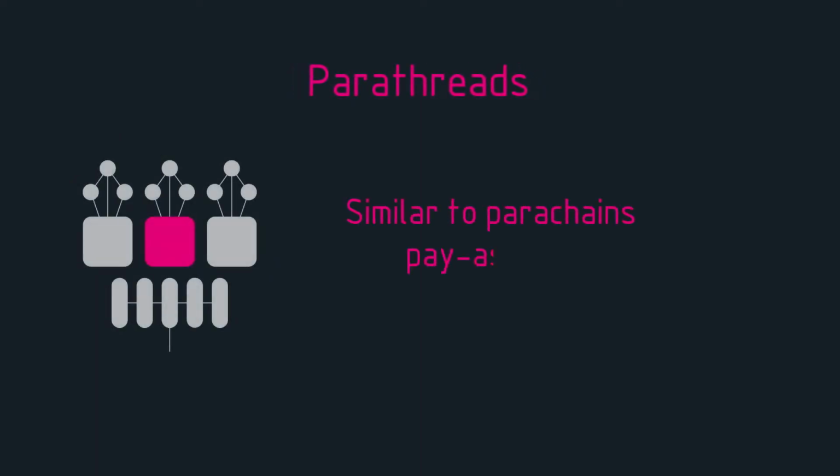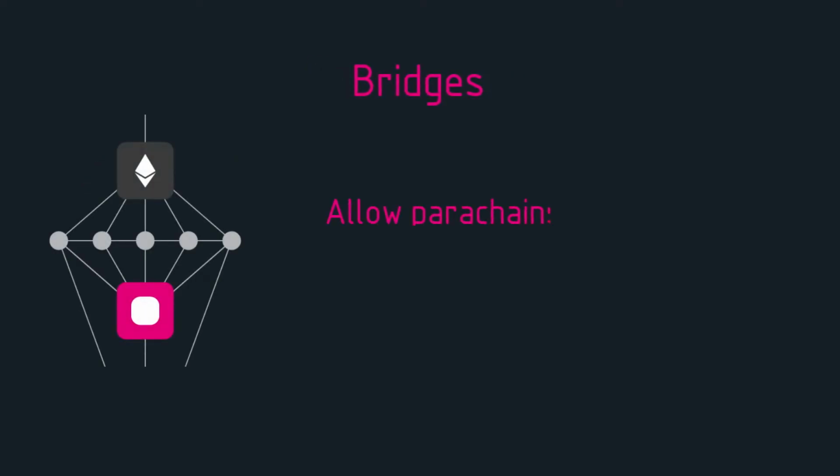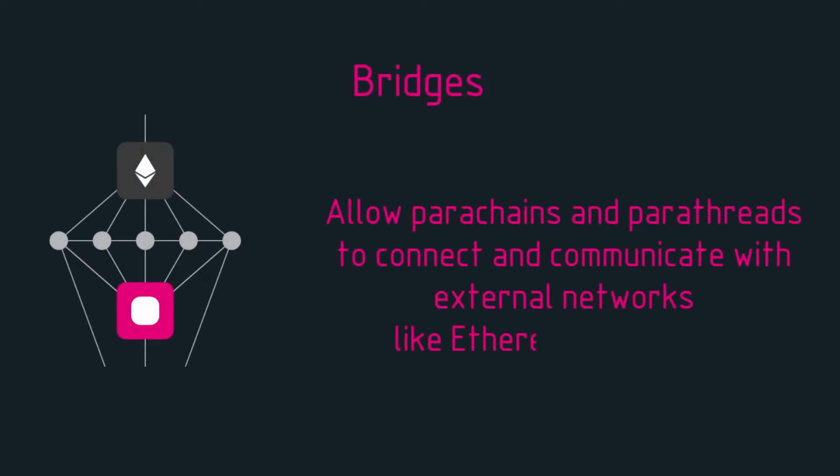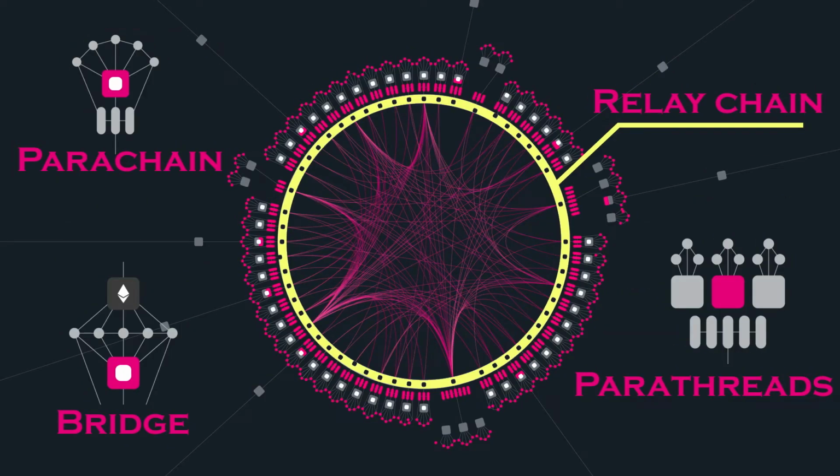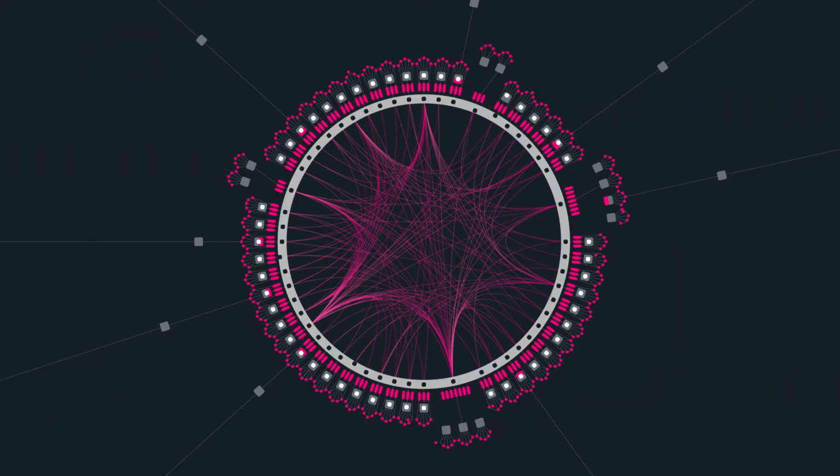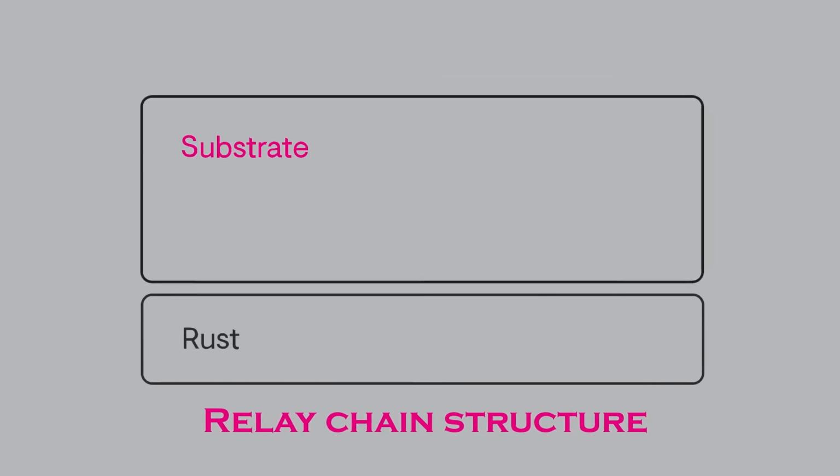Parathreads are similar to parachains, but those blockchains don't want the continuous connection to the network, so they pay only for the time they are temporarily connected. Bridges allow parachains and parathreads to connect and communicate with external networks like Ethereum or Bitcoin. Last but not least, the relay chain, the Polkadot itself, the heart of the system, is responsible for the network security, consensus, and cross-chain interoperability.